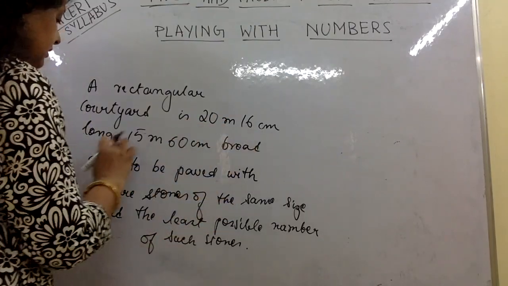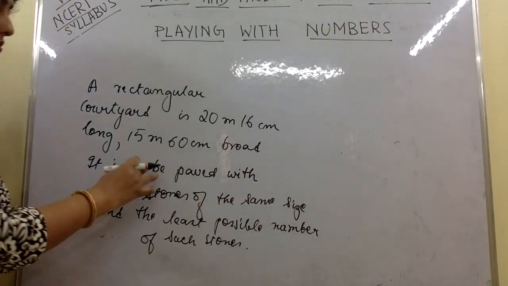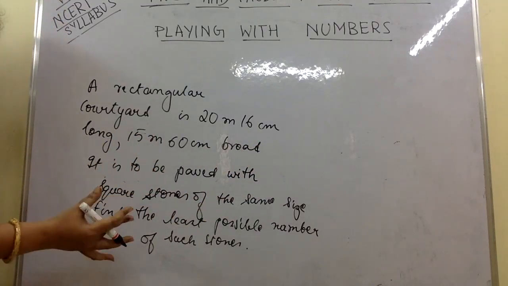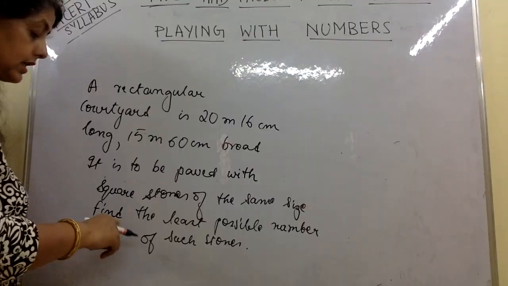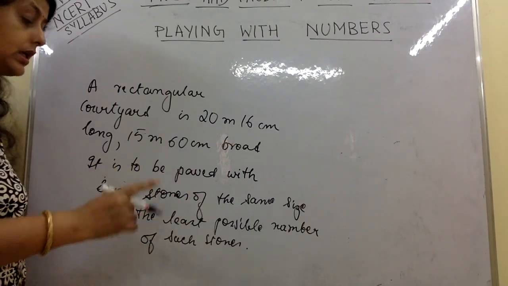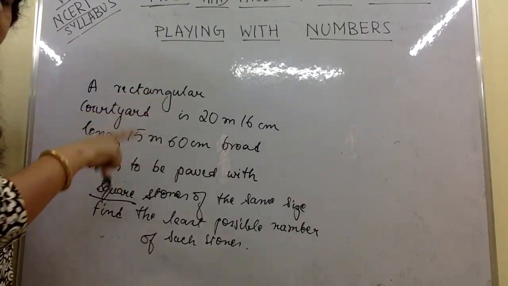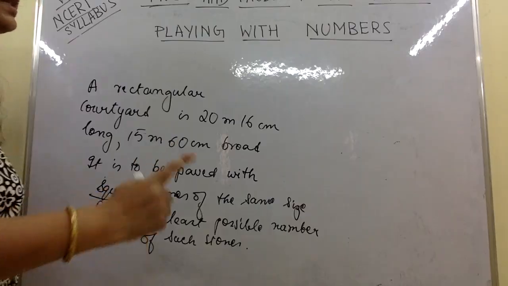This is the length, this is the breadth, okay, this much broad, and it is to be paved with square stones of the same size. Stones have to be of the same size. Find the least possible number of such stones, and stones have to be square also. Okay, so all four sides have to be equal, and then least number.